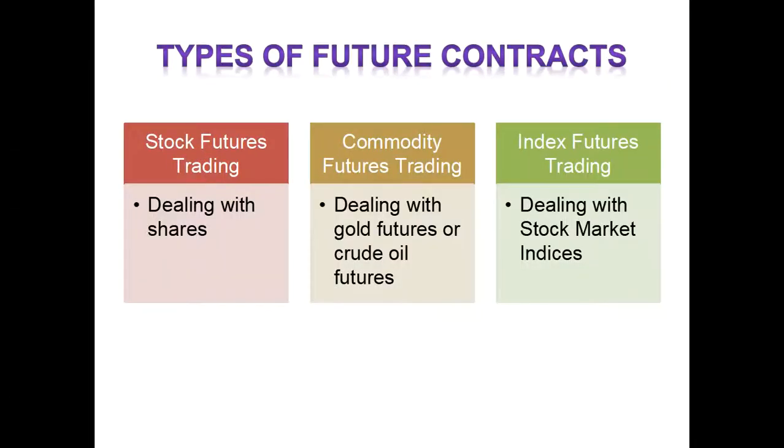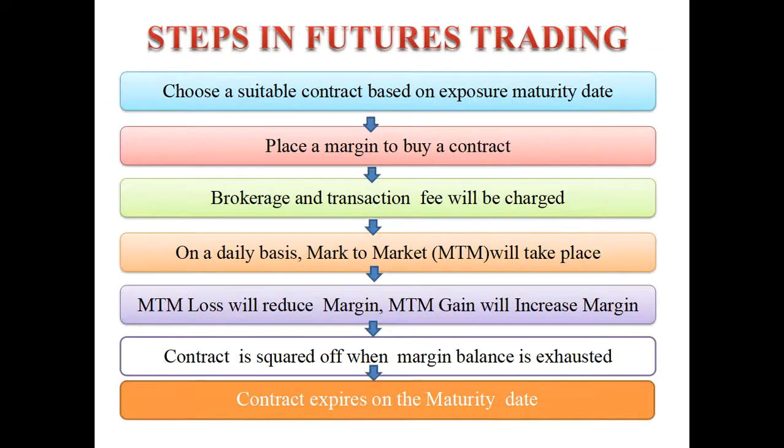Now let's look at the three types of future contracts. First is the stock futures trading. This deals with shares mainly. Next is the commodity futures trading. So this deals with gold futures or crude oil futures. Then there's the index futures trading, and this deals in stock market indices.